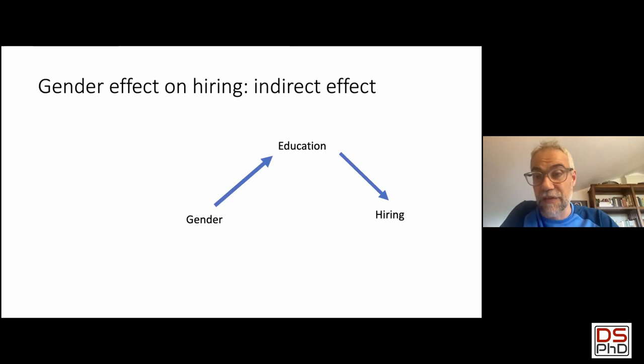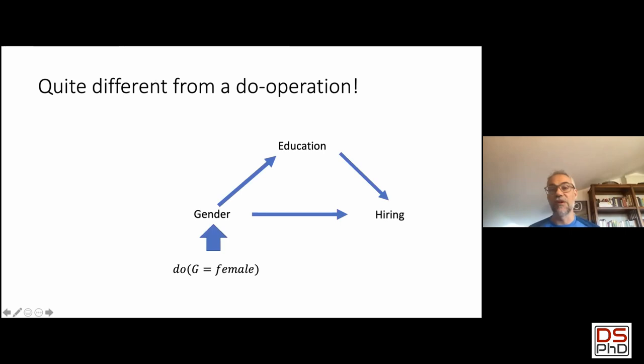So this is quite different, as we were saying, from a do operation. In a do operation, you force a variable to get that value. And in making this, you get rid of all the parents of that variable. But what you can't get rid of in a do operation are the descendants. Here, the gender has got two descendants, the education and hiring. So you can't, by a do operation, only by a do operation, get what you want. So you have to find a different pathway.